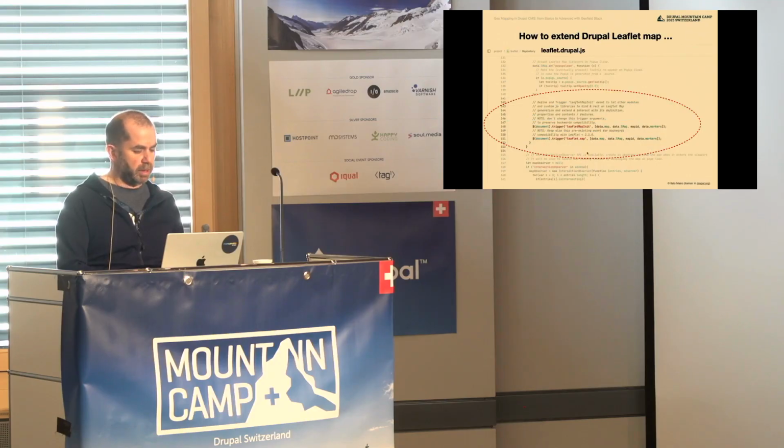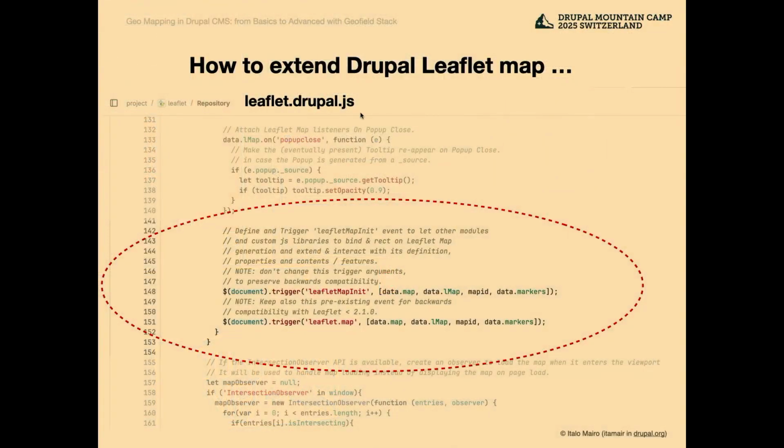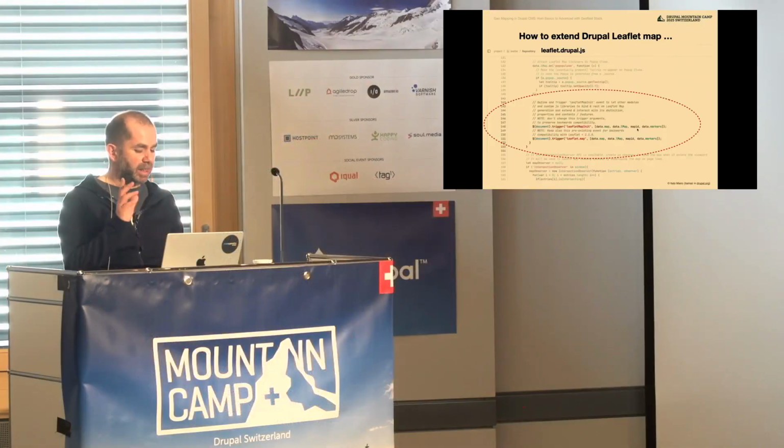What I was mentioning is this one in the Leaflet Drupal.js file. You can see that there is this Leaflet map init event that is created that brings the map definition, the map ID. So the Leaflet map also supports multi-maps on the same page that are marked to different map ID, and also the markers, so the features that are going to be embedded and rendered in the map.